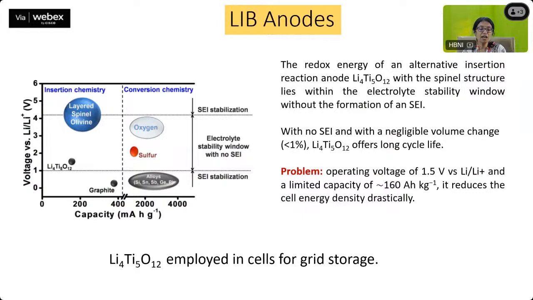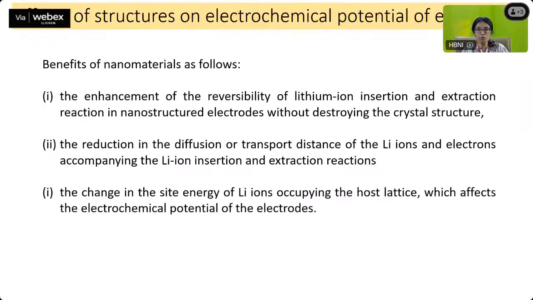So this kind of anode can be employed in cells for grid storage. Why? Because their energy density is not the important factor. You can have large bulky batteries which can be kept for storage near the solar conversion plants or near the windmills. But when you are talking about EV or power electronics, then you cannot use this, because at that particular point of time, energy density becomes very important.